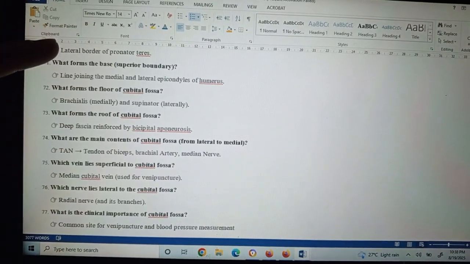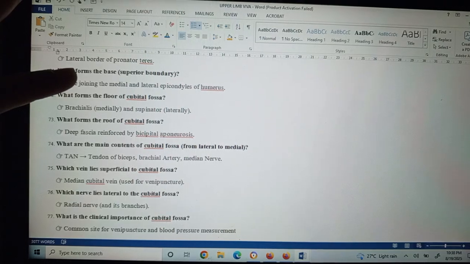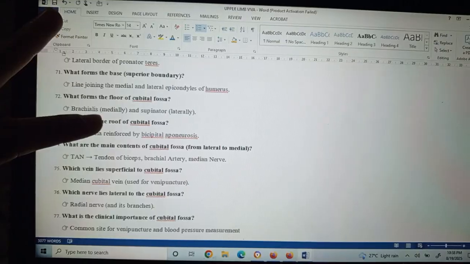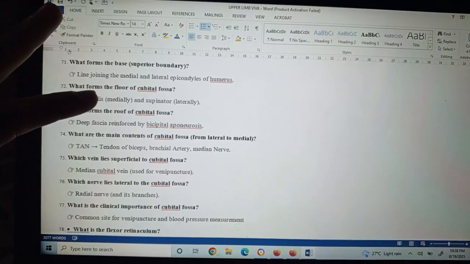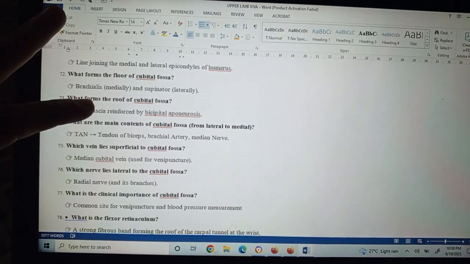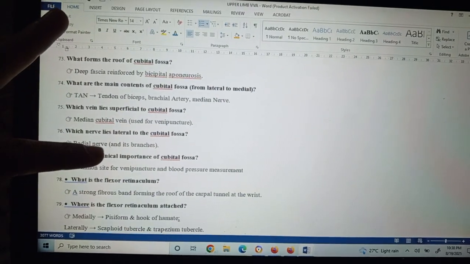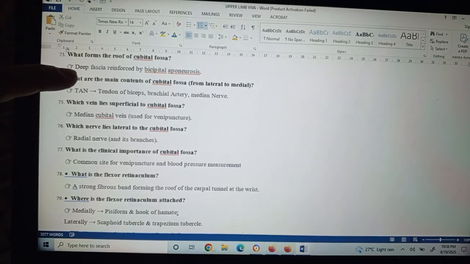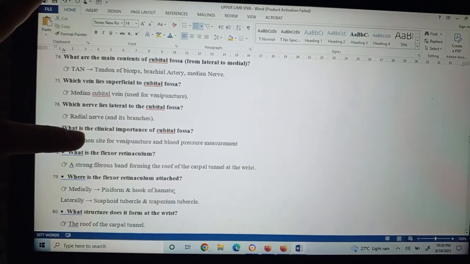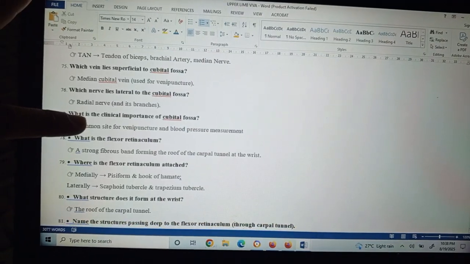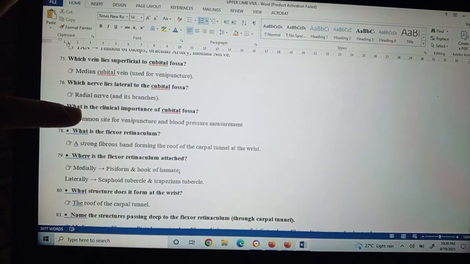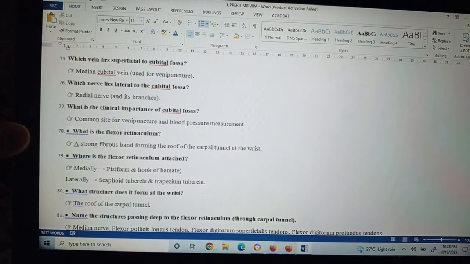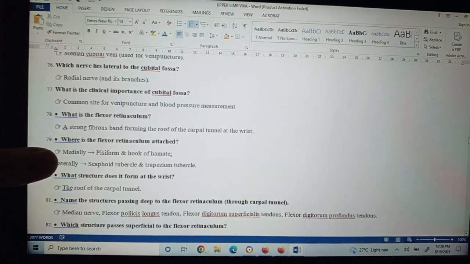What are the main contents of the cubital fossa from lateral to medial? There is a mnemonic: TAN. T means tendon of biceps, A means brachial artery, and N means nerve. Okay. Now, which vein lies superficial to the cubital fossa? Median cubital vein, which is used for venipuncture. Which nerve lies lateral to the cubital fossa? Radial nerve lies lateral to the cubital fossa. What is the clinical importance of the cubital fossa? It is a common site for venipuncture and blood pressure measurement.